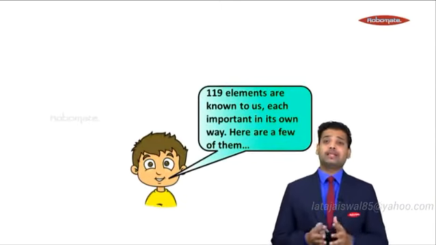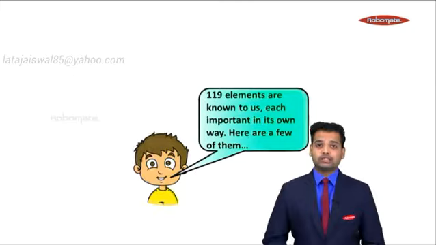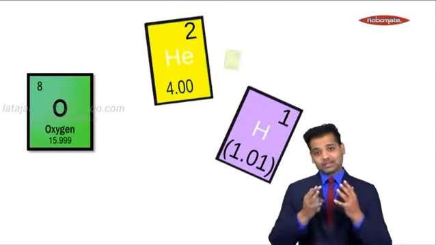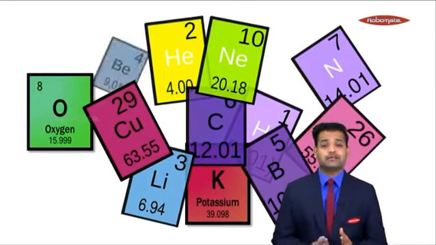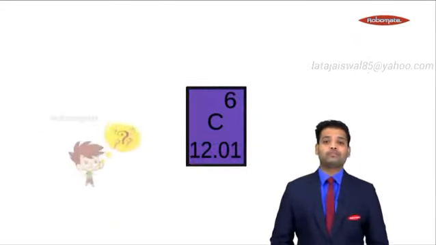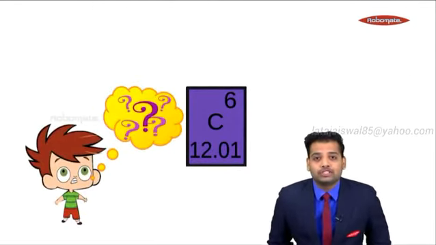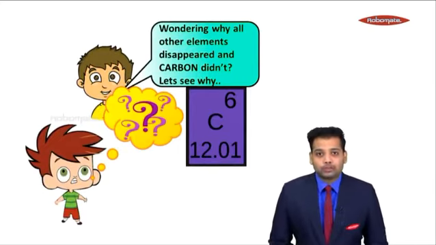There are 119 elements known to us, and in these 119 elements, everyone is important in its own way. Like for example, hydrogen, helium, oxygen, neon, copper and whatnot. All these elements have their own important uses, but all of them disappear and only carbon stays back. Wondering why this happened? Let's do a small experiment.